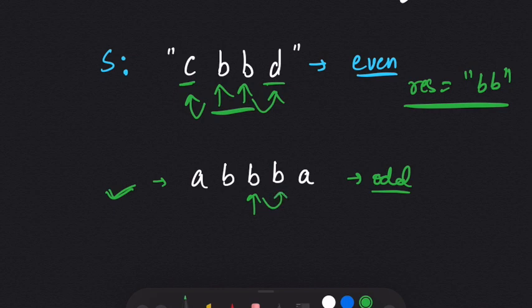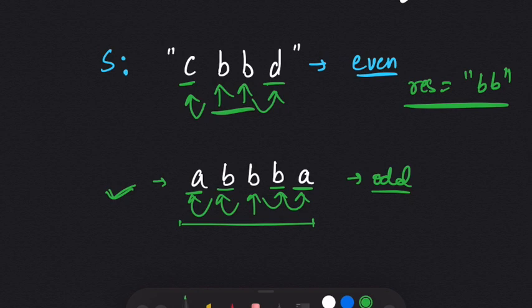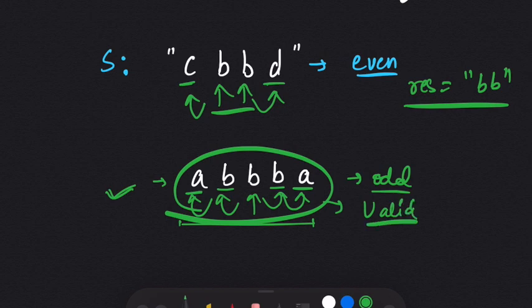Now we expand to the right, we expand to the left. Both of these are equal. So again, we will expand to the right, we will expand to the left. Again, both of these are equal. And we have finished our search. So in this case, this complete string is the answer, because this is a valid palindrome. So this is the basic logic, right?